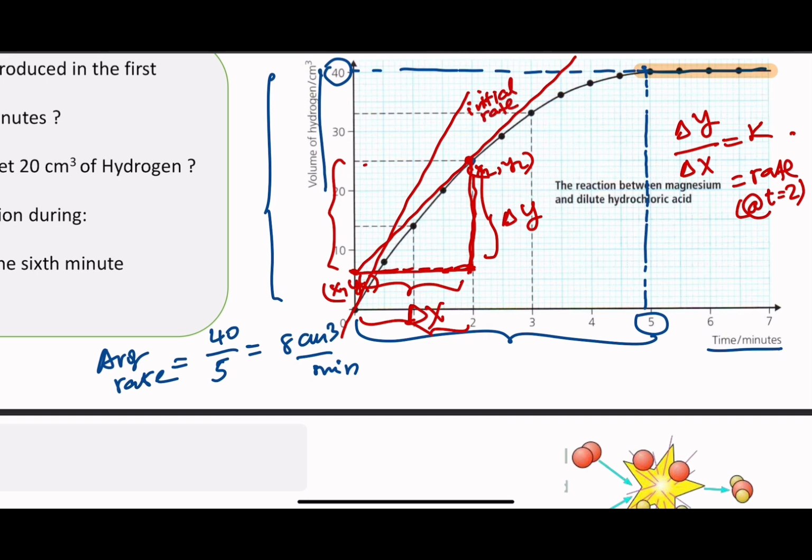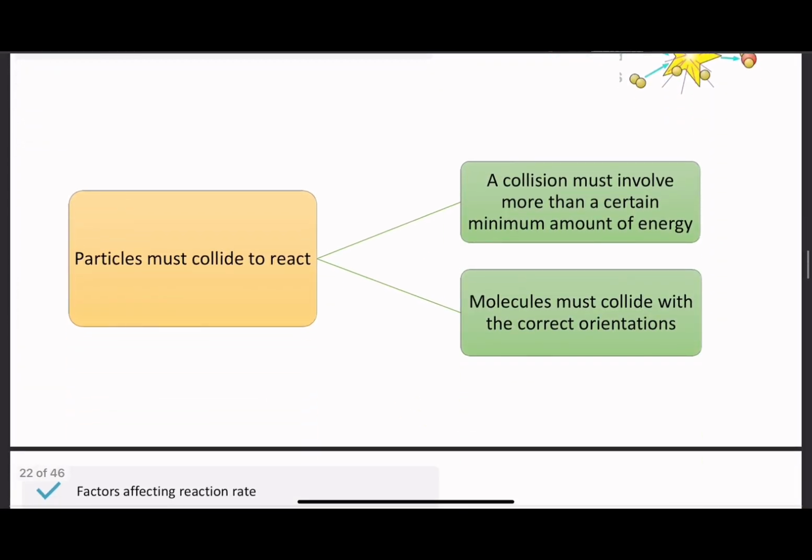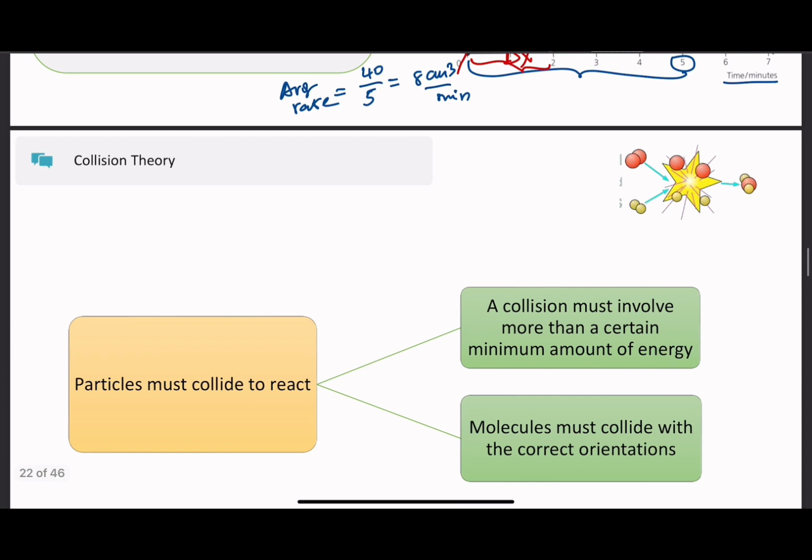Now, regarding the graphs that are giving you faster speed, I'm going to talk about that. But you know the collision theory. Collision theory states that for particles to react, they must have a minimum amount of energy, meaning that there's going to be activation energy, and there's got to be a correct orientation.